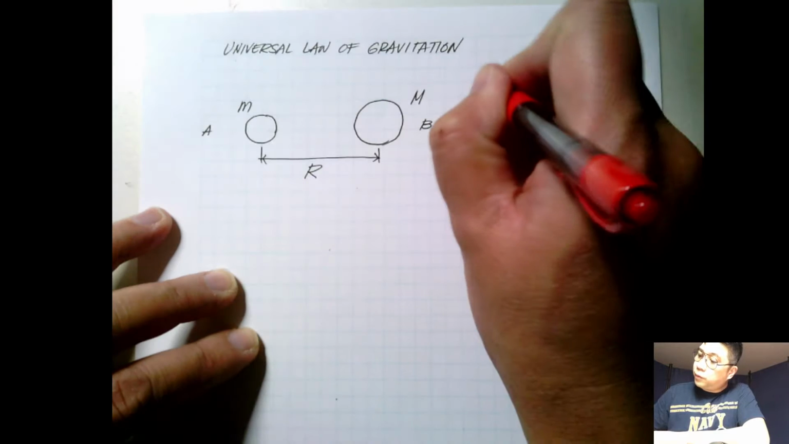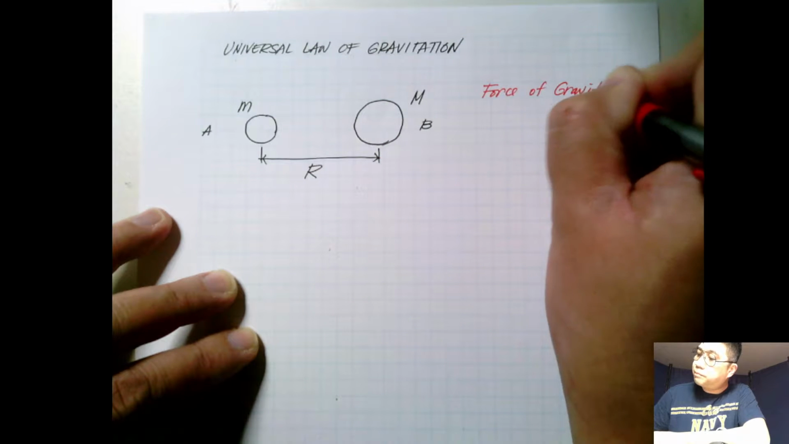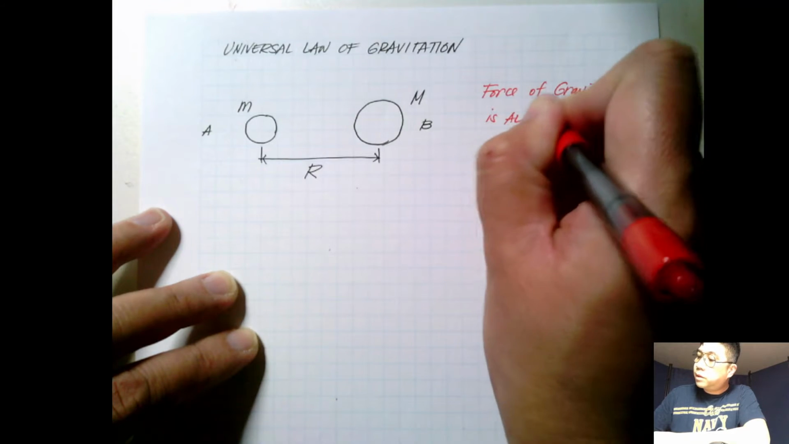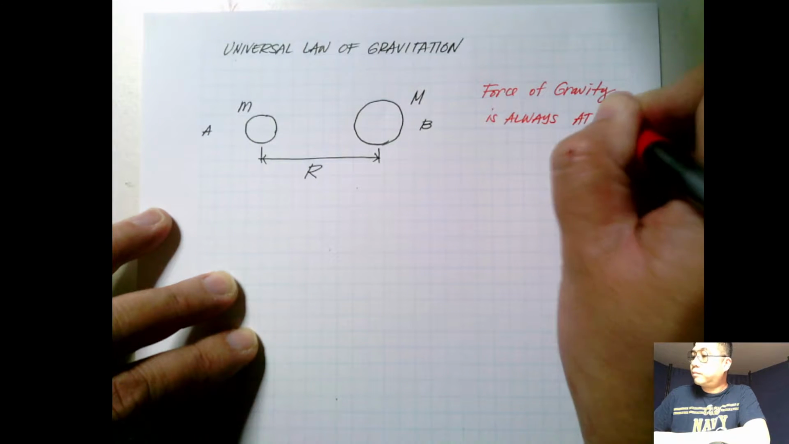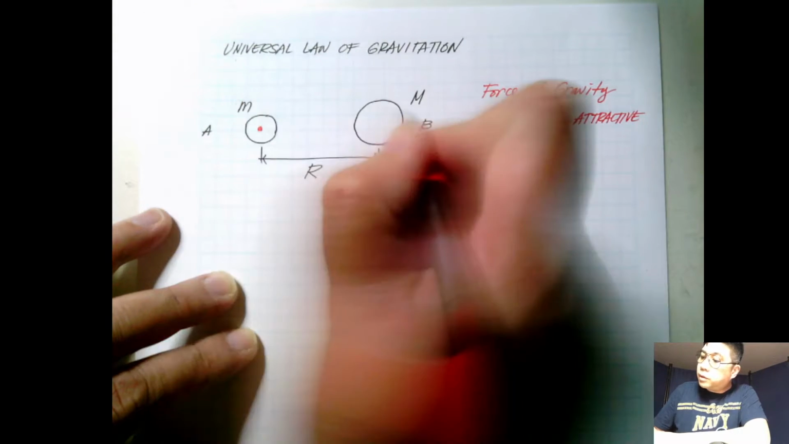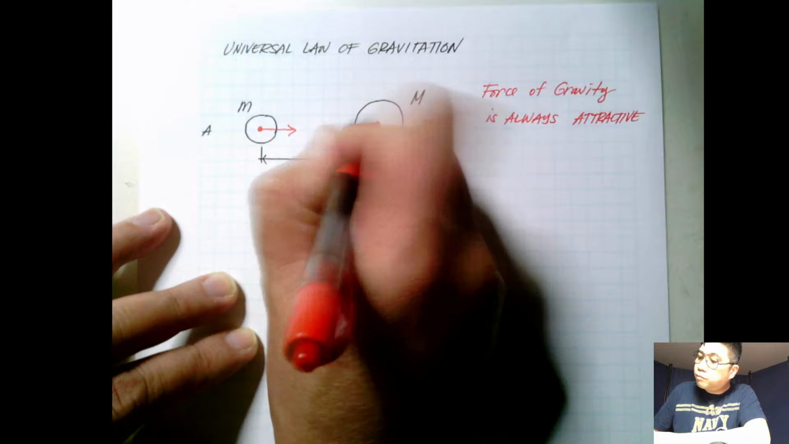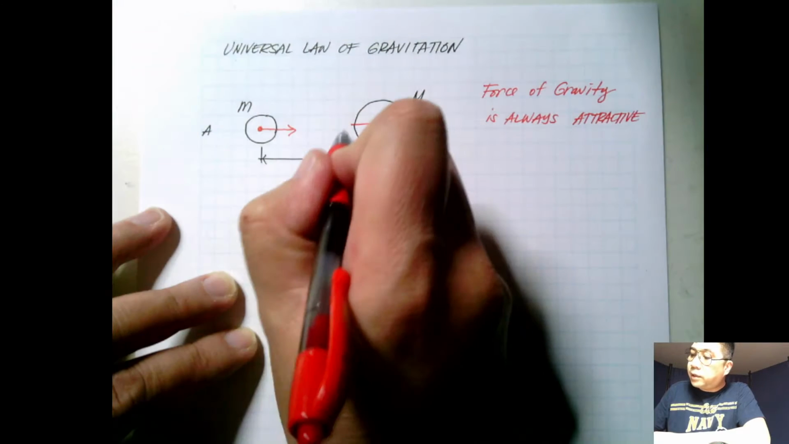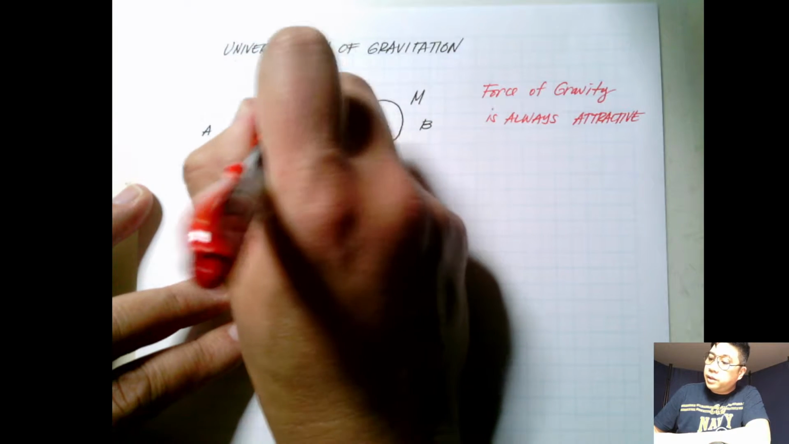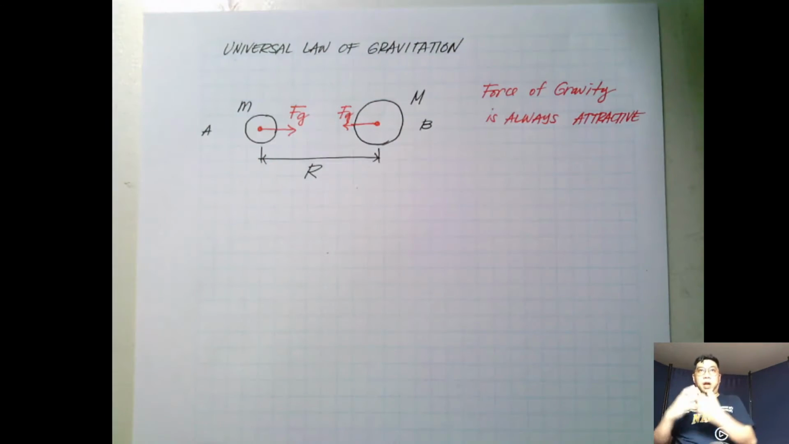Now, let's remember the Universal Law of Gravitation. It's talking about the force of gravity. The force of gravity is always attractive, which means these two objects are always attracting each other. The magnitude of that attraction is the same, so you have the same Fg, common to both of them.